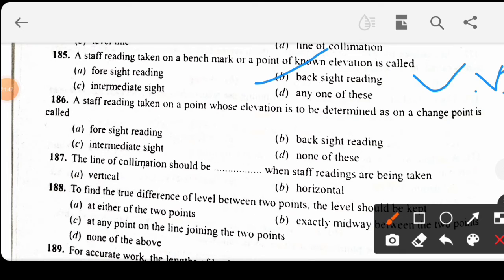A staff reading taken on a point whose elevation determined on a change point is foresight reading. The line of collimation should be horizontal when staff reading are being taken. Horizontal. Correct answer B.